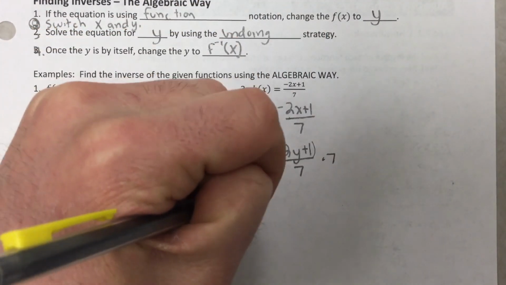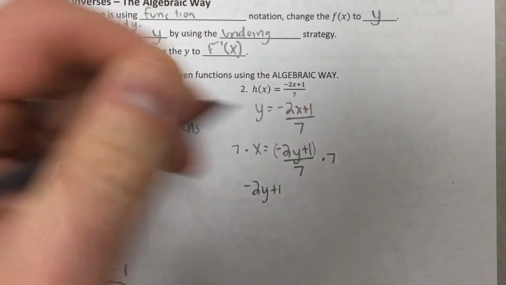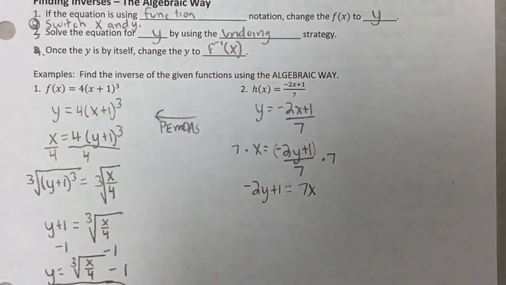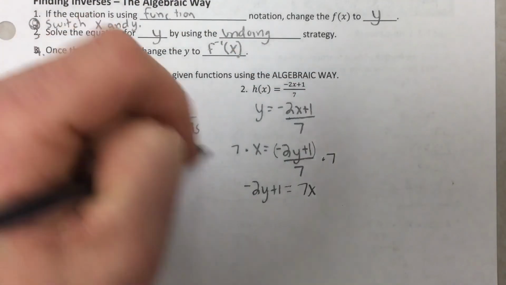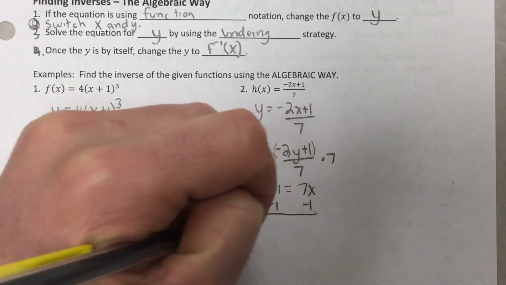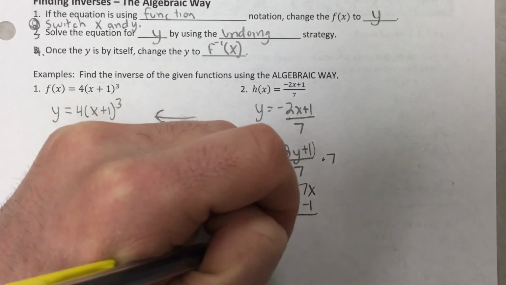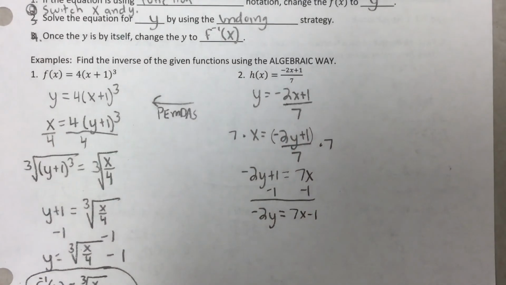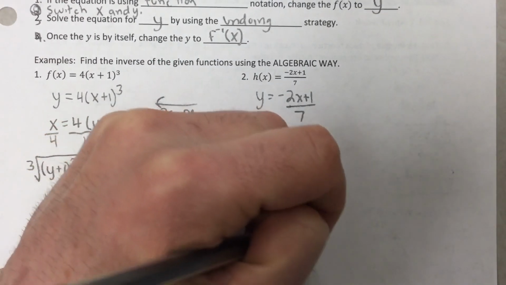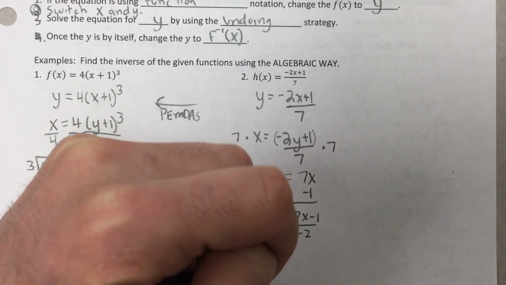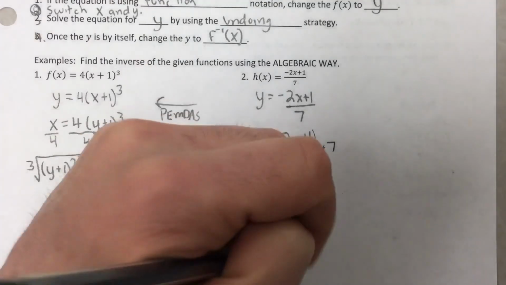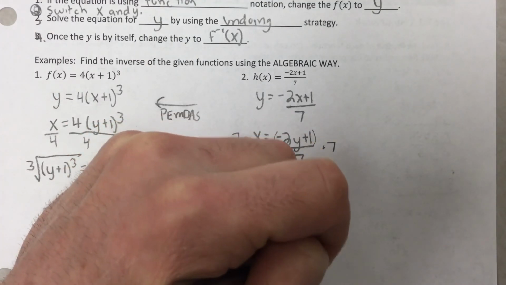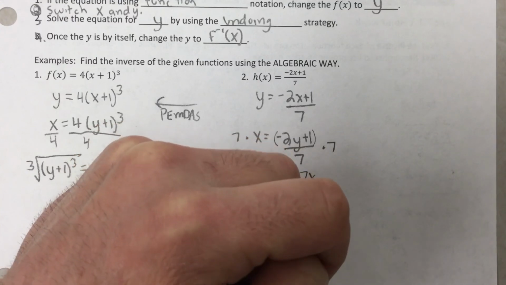So I'd have negative 2y plus 1, the 7's cancel, equals 7x. Now I can undo the addition and subtraction, so minus 1. So negative 2y equals, remember these are not like terms, so it'd be 7x minus 1. And I would divide everything by negative 2. So my final answer, well, close to my final answer, y equals 7x minus 1, all divided by negative 2.